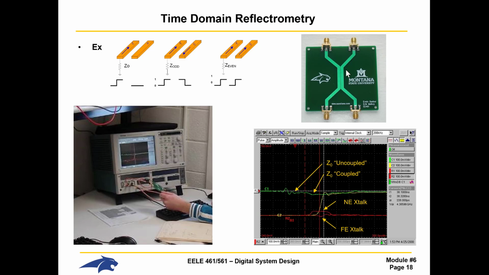It's not shown on here, but then we flicked a button and we were able to measure the even mode impedance because we would drive both of these at the same time. And then you change the polarity of this channel right here, the victim, and all of a sudden you're measuring the odd mode impedance, and it's just awesome.